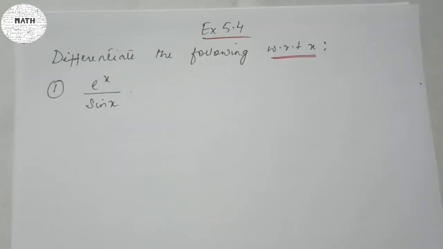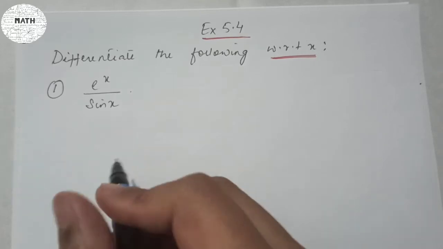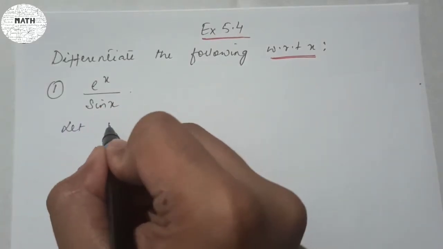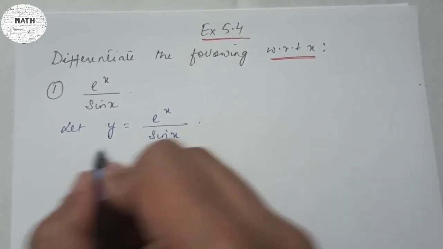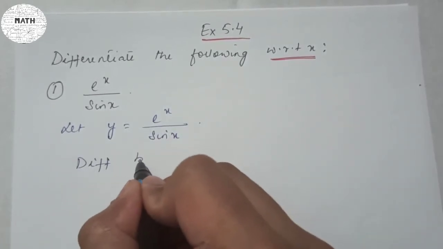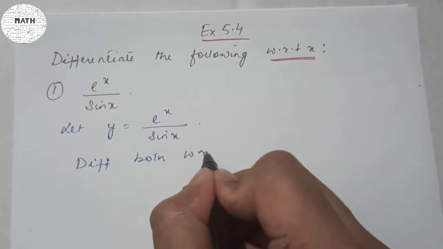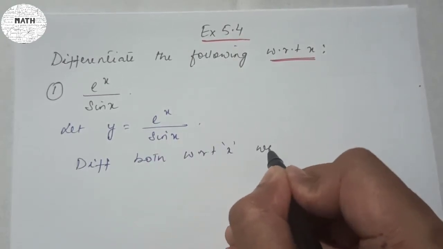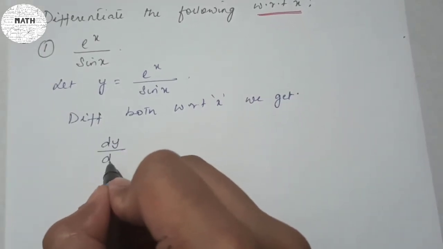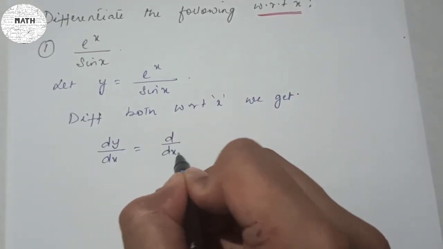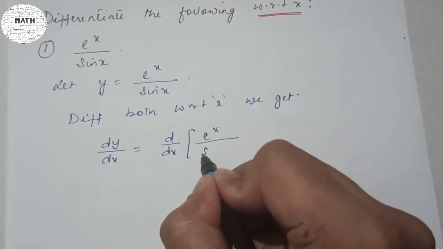Alright, exercise 5.4. The question is: differentiate the following with respect to x. And question number 1 is e to the power x divided by sin x. So let y is equal to e to the power x divided by sin x. Then differentiating both sides with respect to x, we get dy by dx is equal to d by dx of e to the power x divided by sin x.